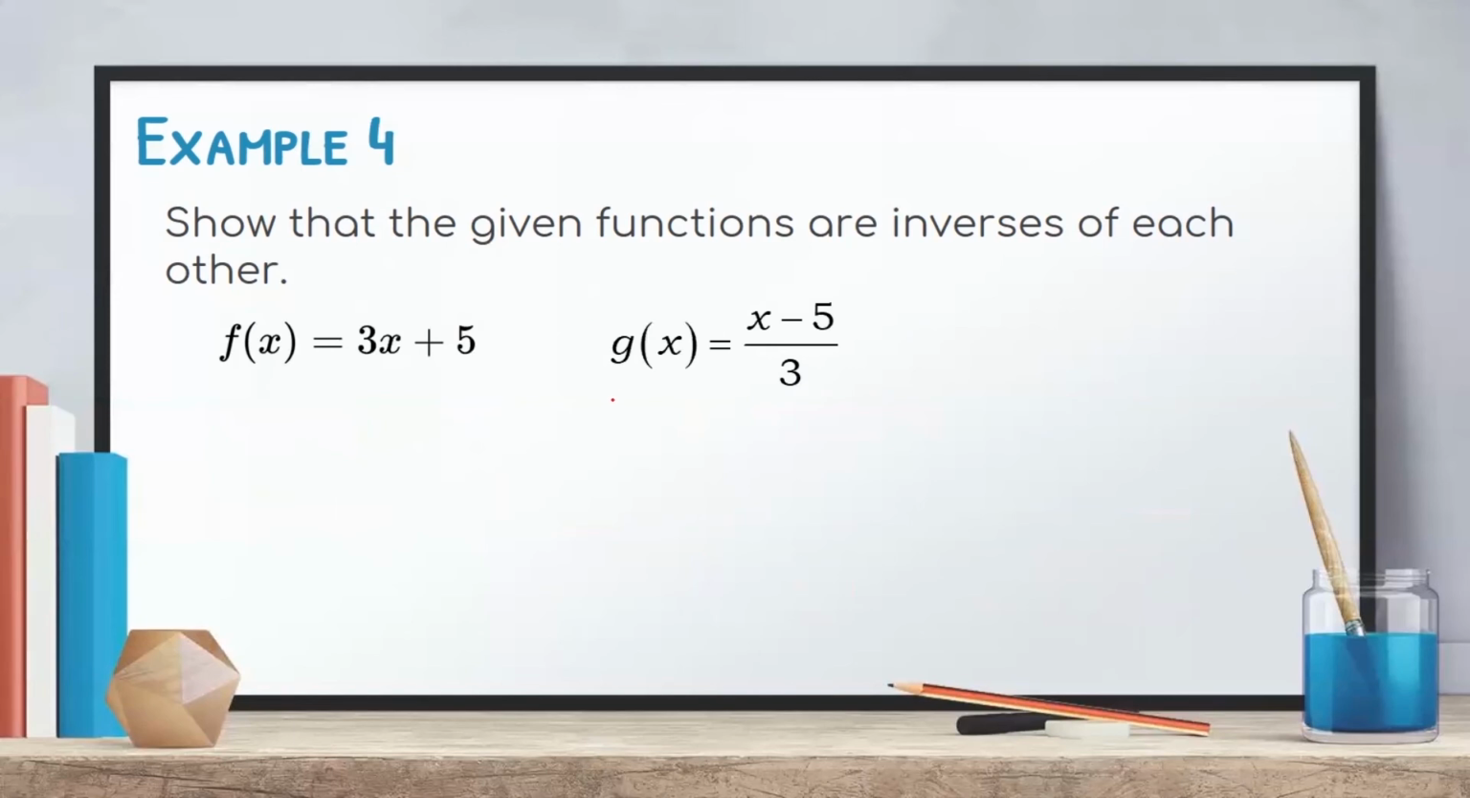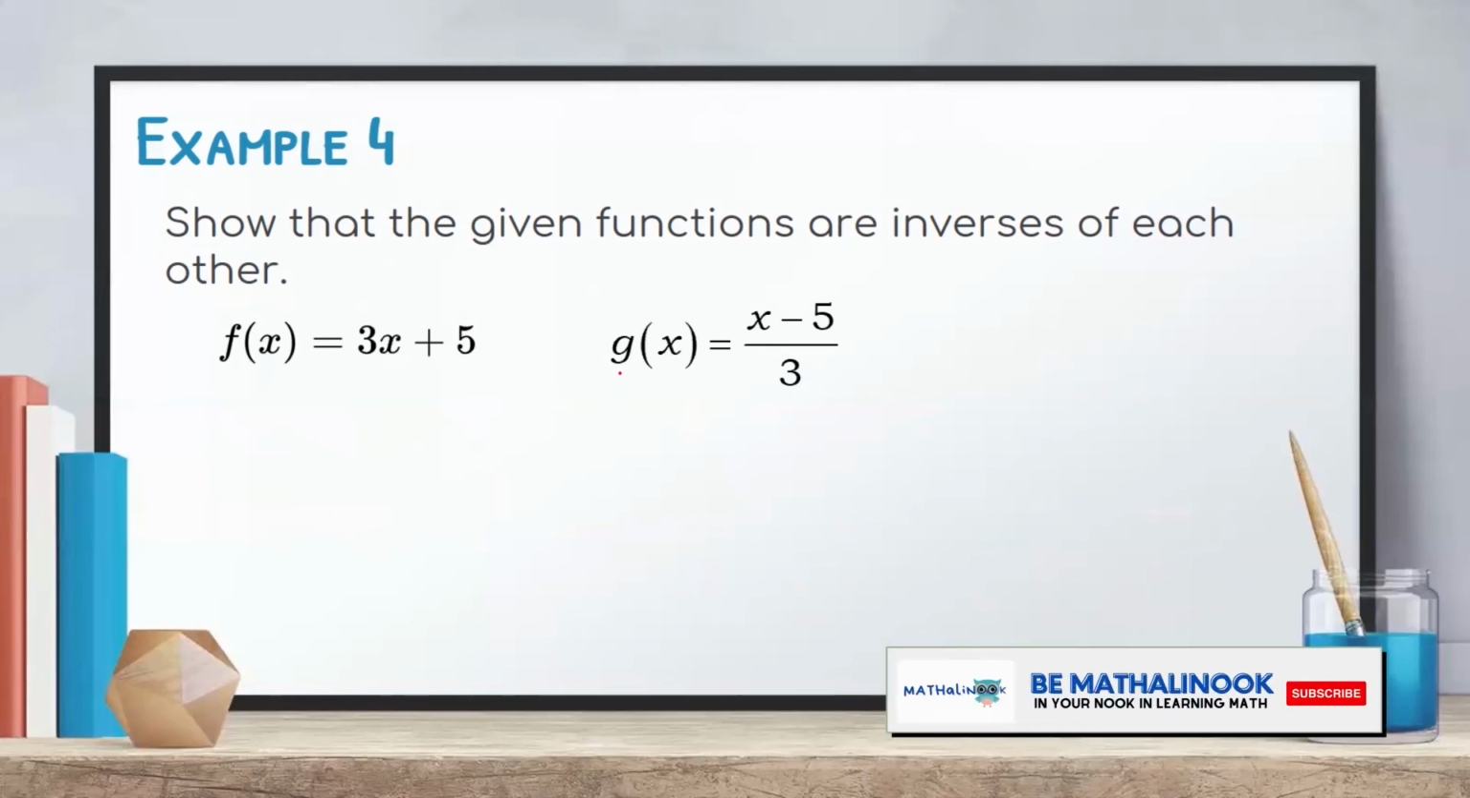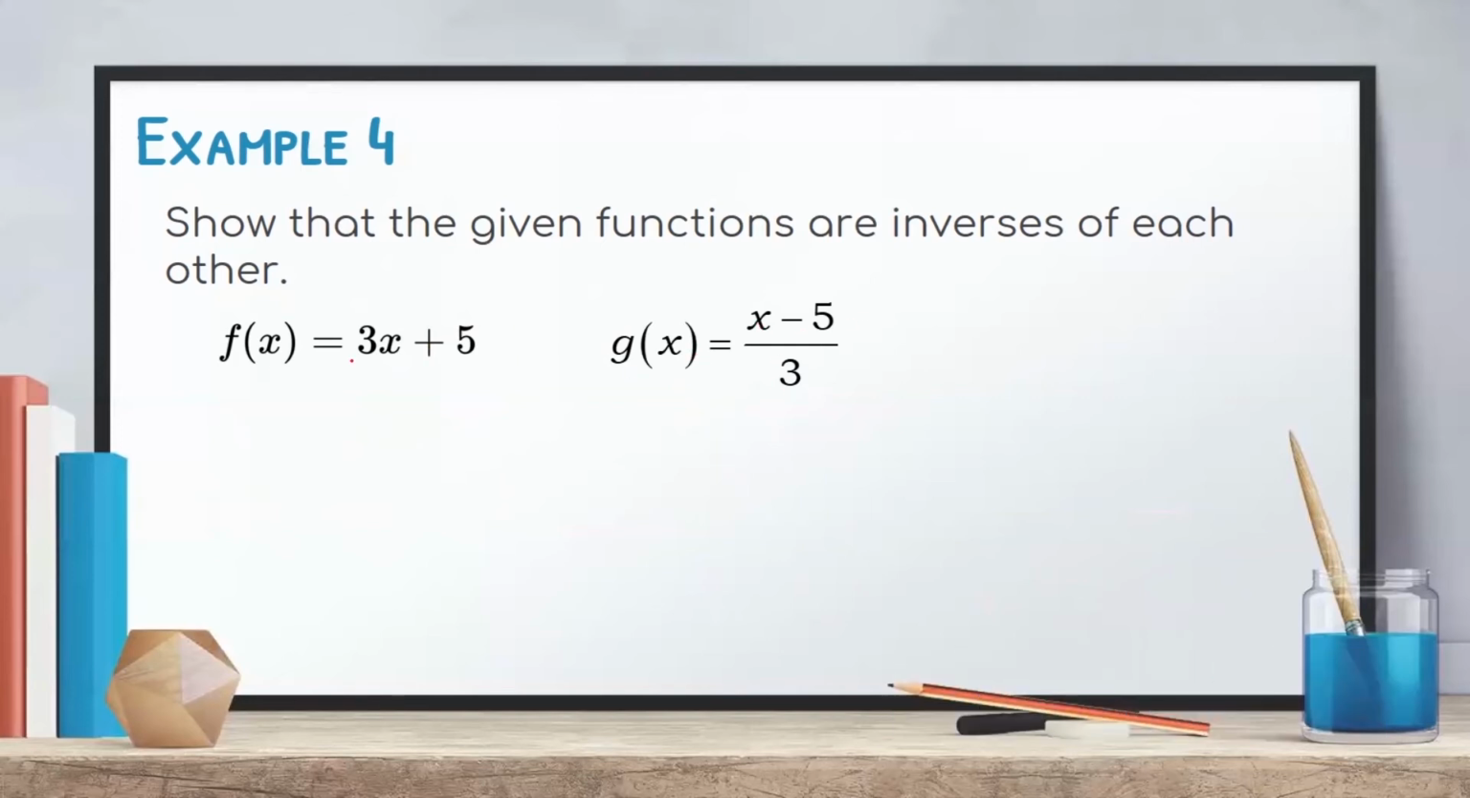Let us have another example. Show that the given functions are inverses of each other. Given that f of x is equal to 3x plus 5 and g of x is equal to x minus 5 over 3. So once again, we need to satisfy that f of g of x is equal to x and g of f of x is also equal to x.